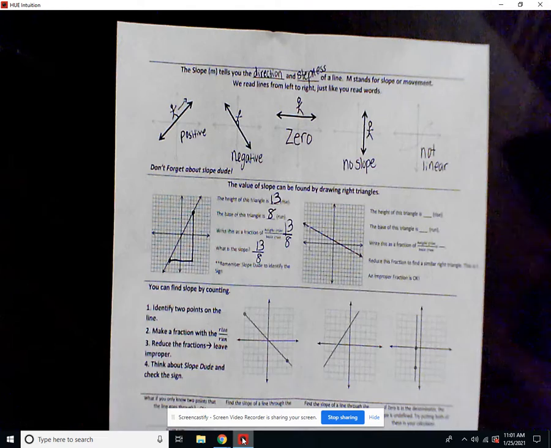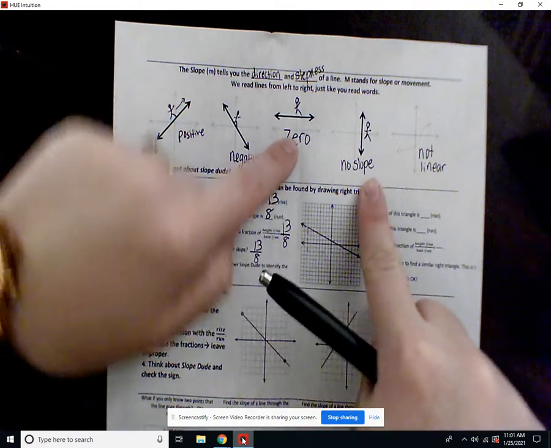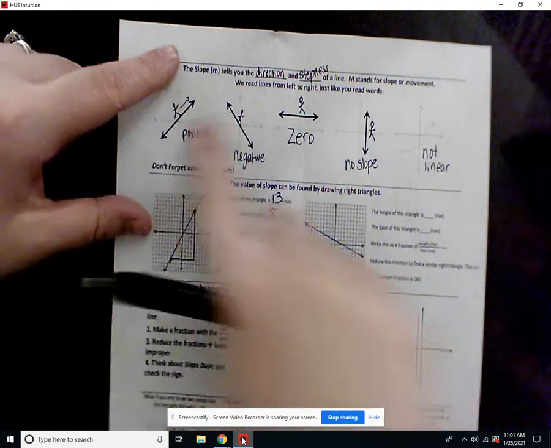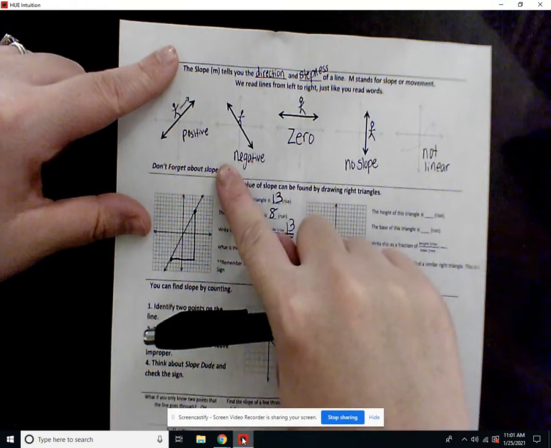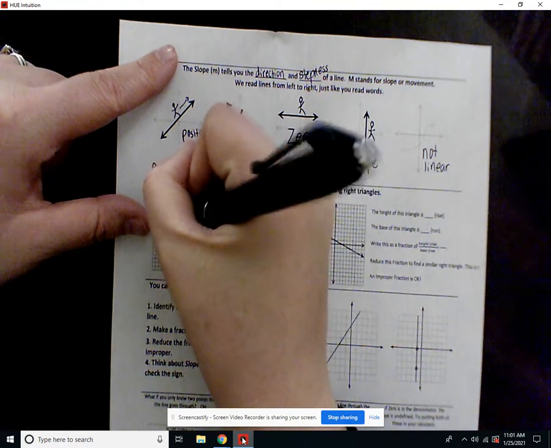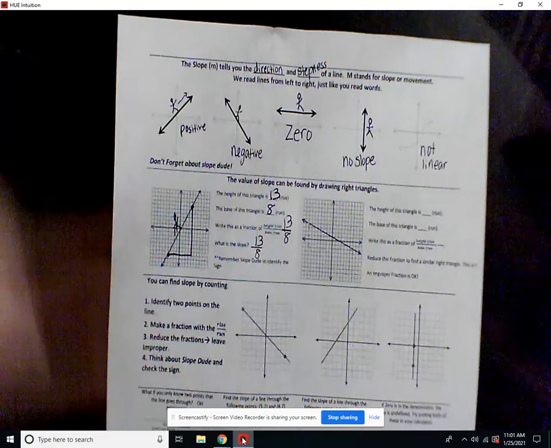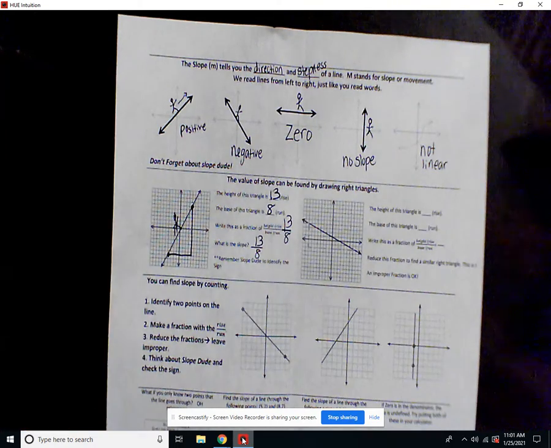Okay, but the next thing is we have to look at signs. How do you know if it's positive or negative? Well, zero and no slope are pretty different. But our slope is going up to the right, and so that means it's going to be positive slope. So it's just positive 13 over 8.